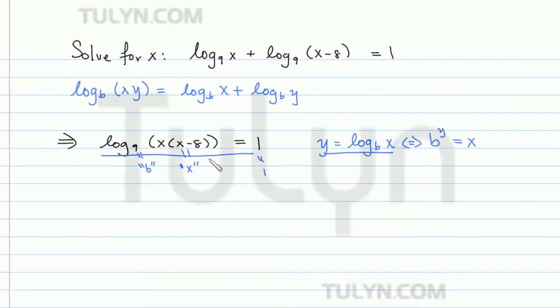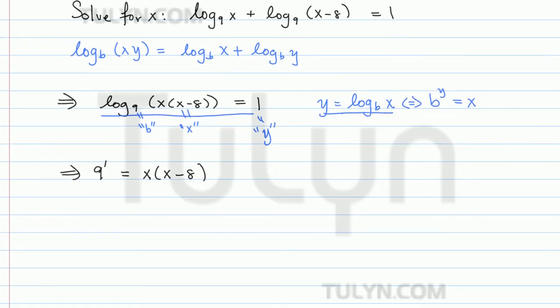So now that we've related it to the expression on the left, let's try changing it to the expression on the right. So what this equation becomes is b to the y, so 9 to the first power, right? Oh, excuse me, I actually meant to write y here. Sorry about that. So b to the y, so 9 to the first power is equal to x, and our x is this expression x times x minus 8. So now we need to simplify and solve for x, right?